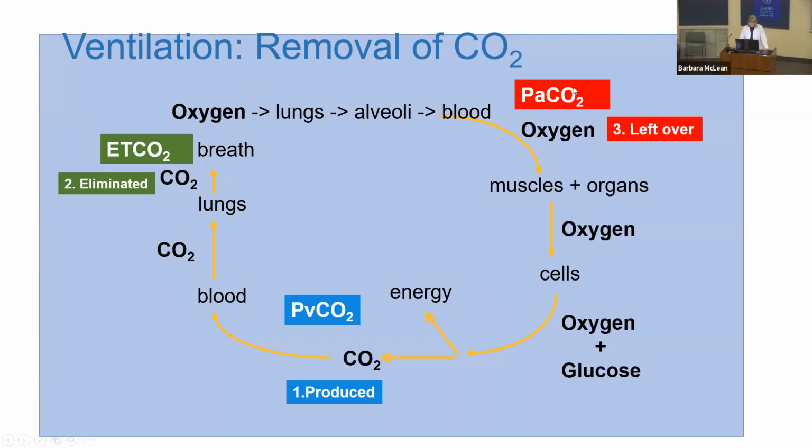End-tidal CO2, subtract 5 from either side of PaCO2. That's the one you have to remember. End-tidal CO2, 30 to 40. PaCO2, 35 to 45. Add 5 for venous, 40 to 50. Subtract 5 for end-tidal, 30 to 40. Good? 30 to 40.